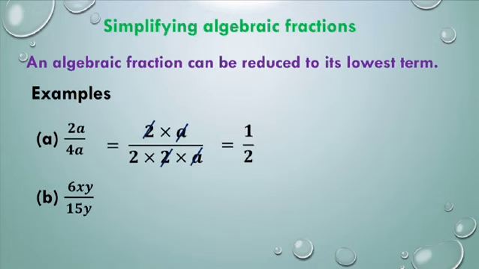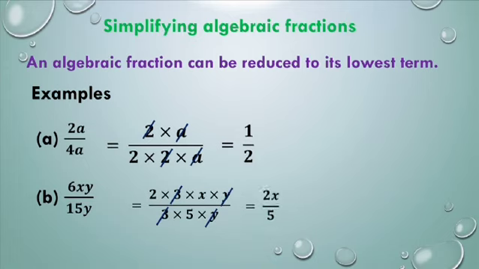Now 6xy over 15y can be written as 2 times 3 times x times y over 3 times 5 times y. So 3 will cancel out and y also will cancel. So in the numerator, I'm left with 2 times x, which is 2x, and in the denominator, I have 5. So 6xy over 15y can be simplified as 2x over 5.